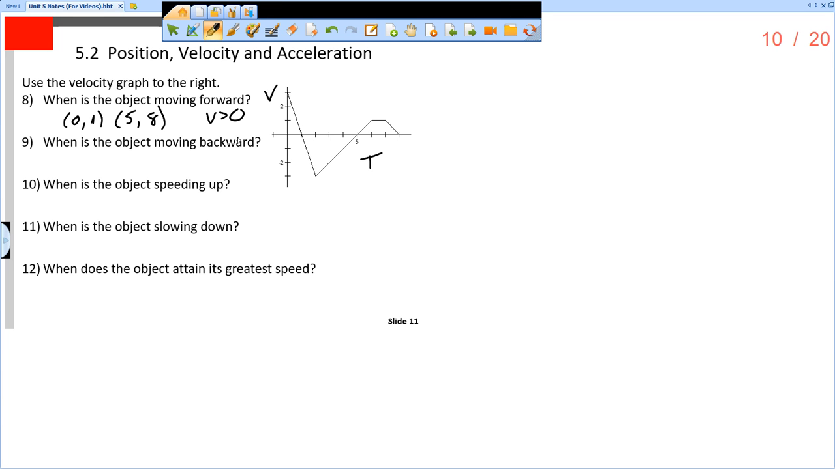When is the object moving backward? Obviously, whenever v is less than 0, right? And so that would be just from 1 to 5. So that's pretty simple, just evaluating this graph. Now, when is the object speeding up?